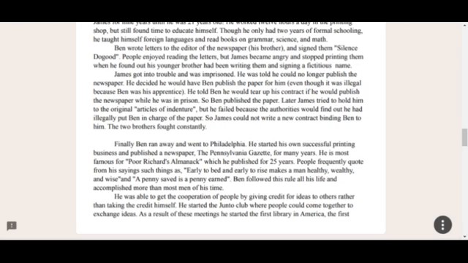Ben followed this rule all his life and accomplished more than most men of his time. He was able to get the cooperation of people by giving credit for ideas to others rather than taking the credit himself.